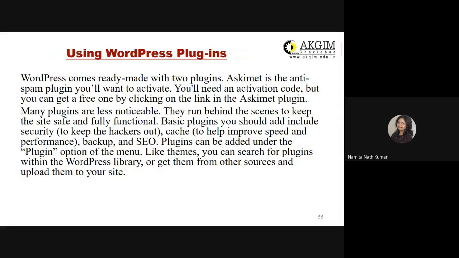Now, as we discussed earlier, WordPress plugins are software which helps enhance the functionality of the website that you might have created using your content management system. So WordPress as a CMS platform itself has a host of plugins that you can add on. Some of them are discussed over here. These are ready-made plugins. Two plugins are there. One is Akismet, which is an anti-spam plugin that you can activate in the WordPress CMS so that your site becomes safe and secure.